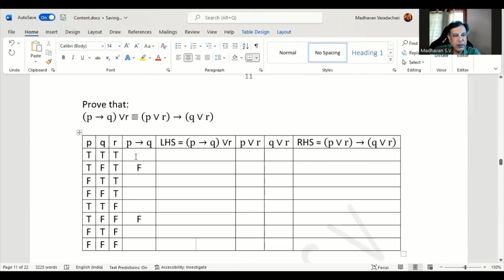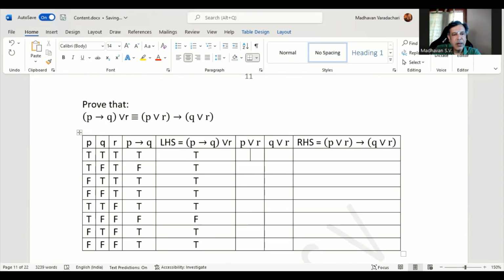So here it is true, true, true, true, true, and true. So now the left hand side is P implies Q or R. That means we are comparing now the third and fourth columns. If any one of them is true, the result is true. If both are false, the result will be false.